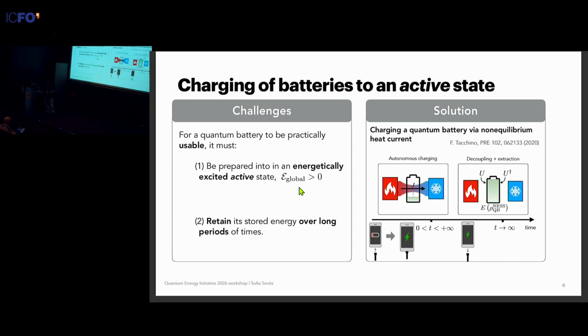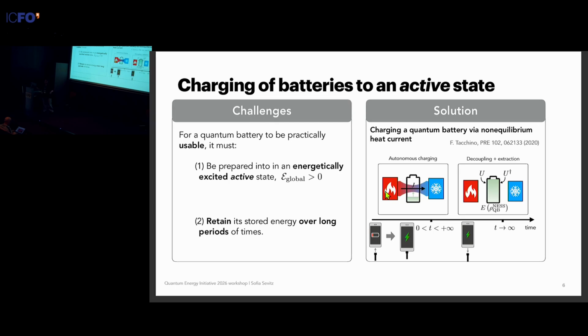So one solution that was proposed in 2020 was charging, but using a non-equilibrium situation. So not to get into much detail, but in a nutshell, what it means is that you have your battery, and you connect it to 2 baths, not 1 bath. One is hot, one is cold. Equally, one can have a higher chemical potential than the other, whatever kind of non-equilibrium situation.